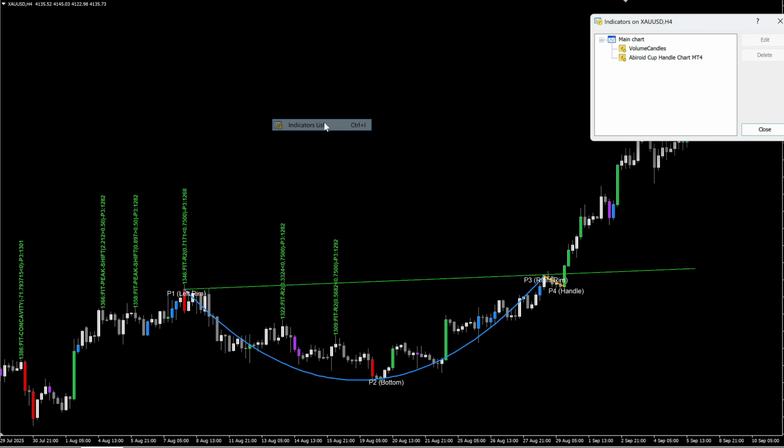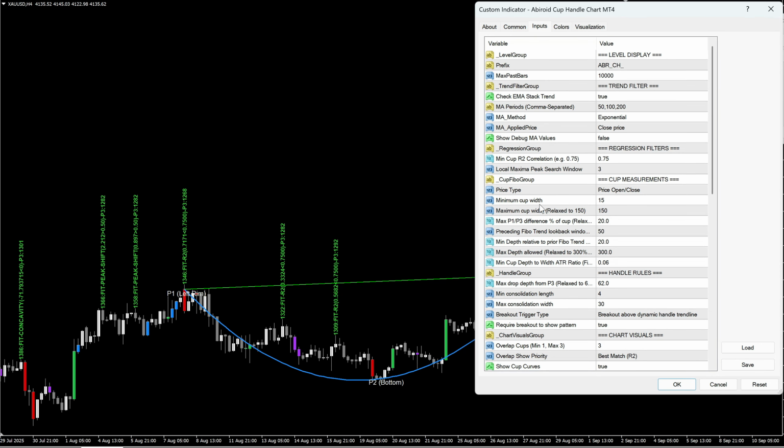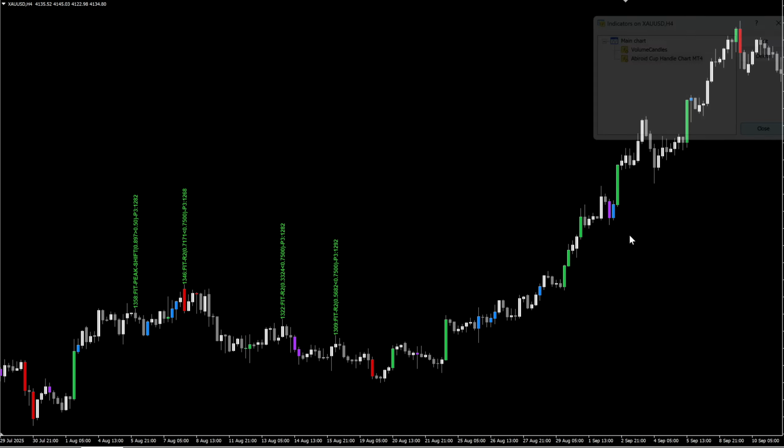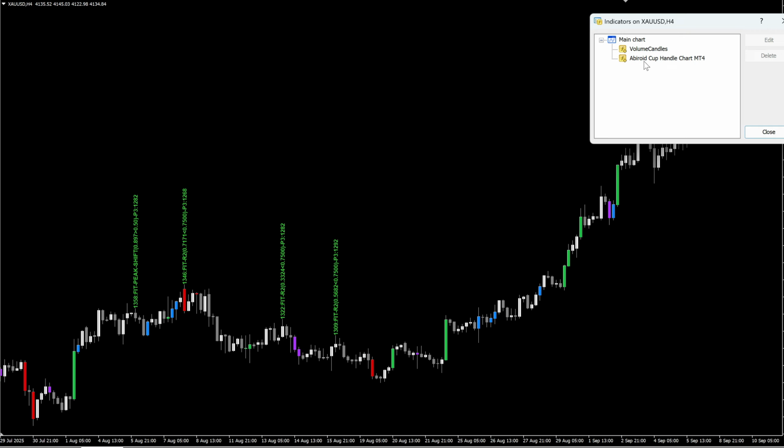Now let me go through the settings once to show you this cup depth. So you can set the minimum cup width. It has to be at least 15 bars long. By default, the settings are pretty relaxed. It allows total 150 bars, which is quite large. But if you set this to something smaller, just temporarily, in that case, those really wide cups will disappear.